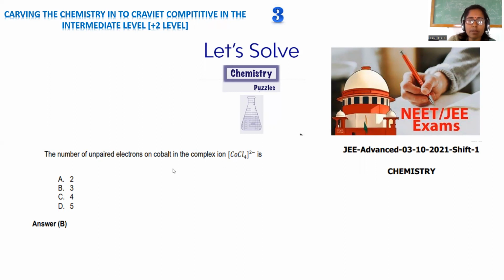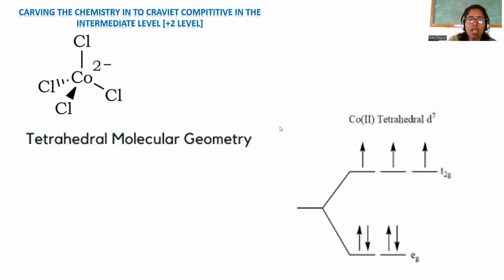Unpaired electrons will be accompanied by the cobalt in this complex. Let's see how it is possible. How can we explain this one? Cobalt, the geometry is provided over here, that is tetrahedral in nature. Around the central cobalt, there are 4 chlorine ligands, and they are occupying the 4 corners of this tetrahedral geometry.